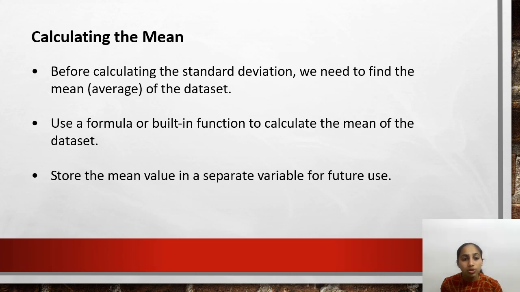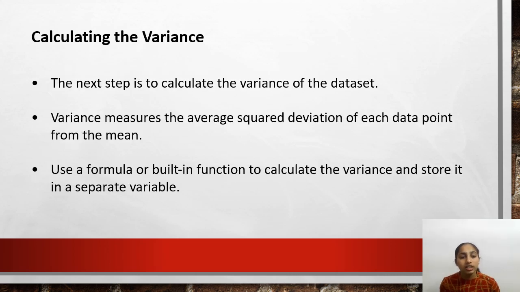We will move on to the next slide, that is calculating the variance. How to calculate the variance in programming? The next step is to calculate the variance of the data set. Variance measures the average squared deviation of each data point from the mean. Use a formula or built-in function to calculate the variance and store it in a separate variable.